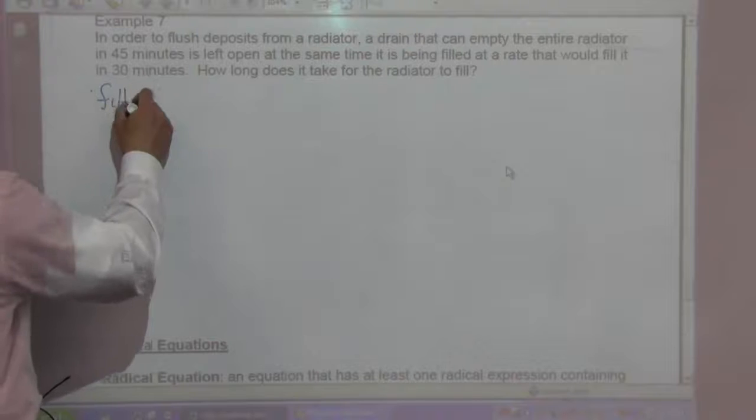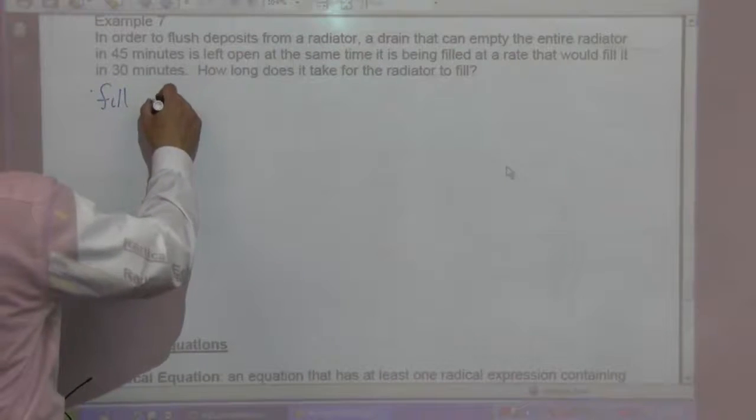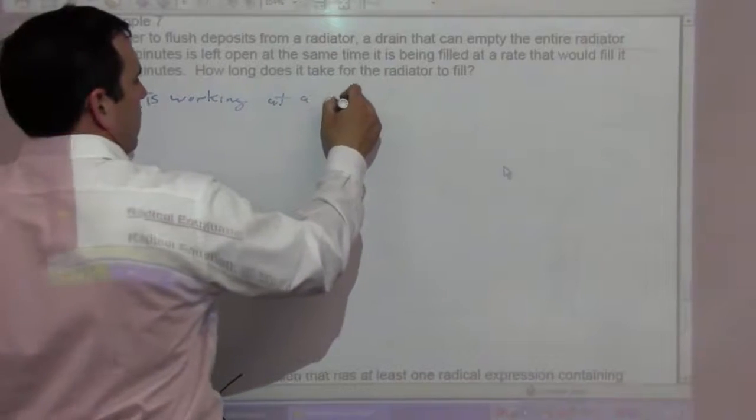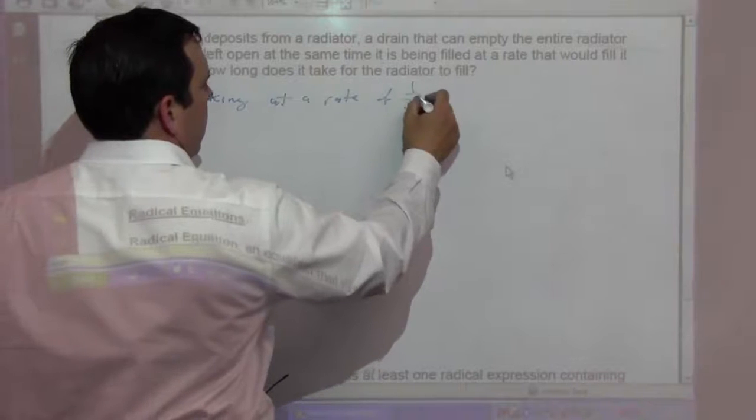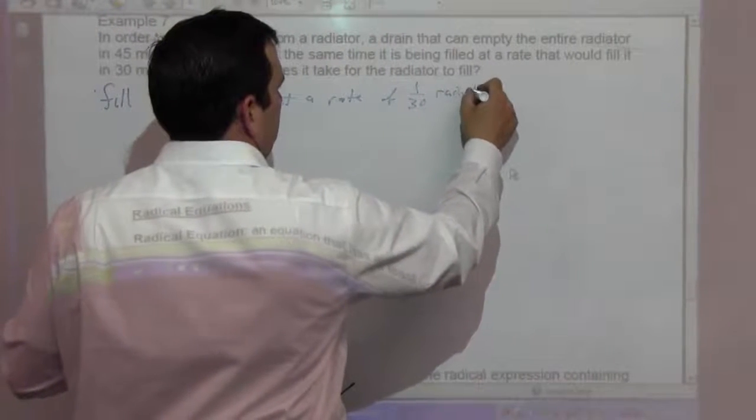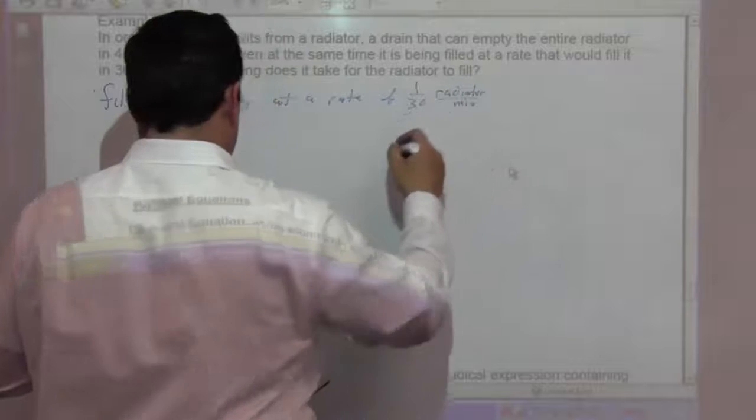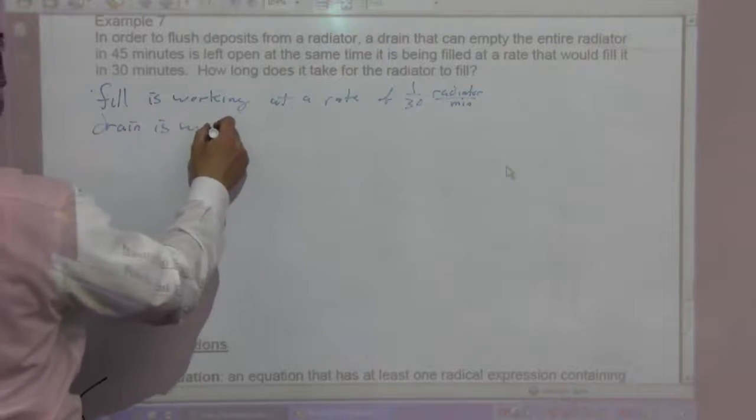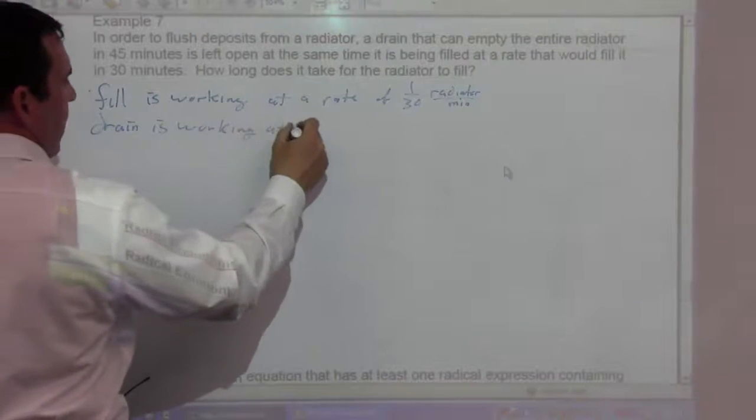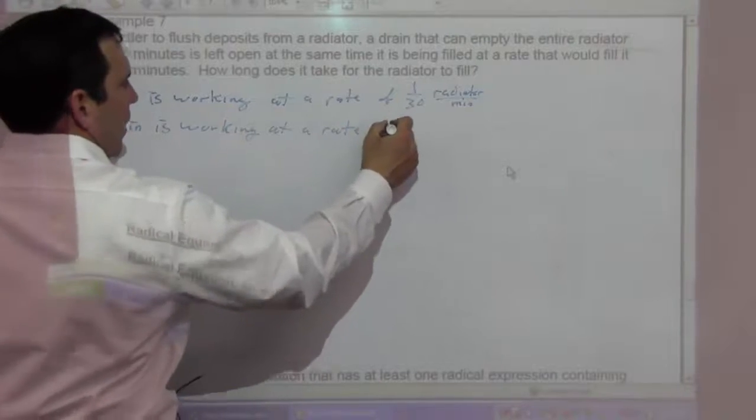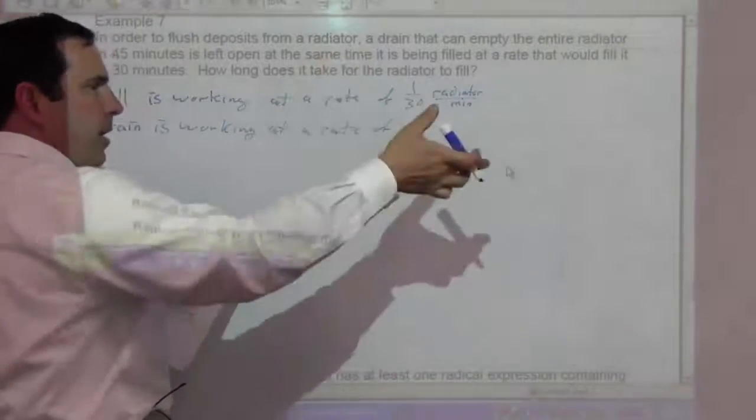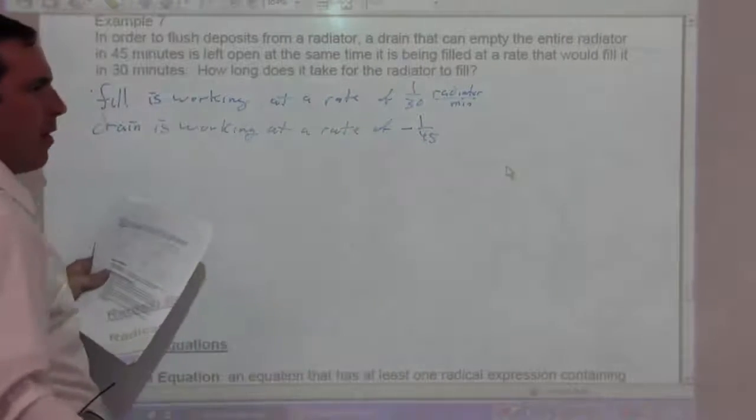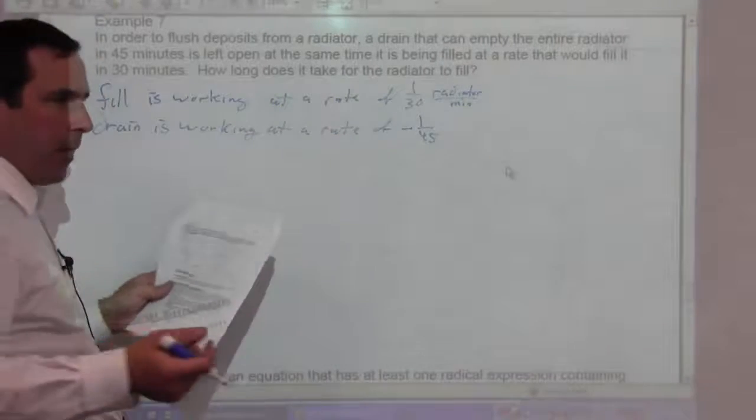So the fill part is working at a rate of 1/30th of the radiator per minute, and the drain part is working at a rate of, now it's draining, so it's not filling, it's going to fill it at a negative rate, -1/45. It'll empty the whole thing in 45 minutes. In 1 minute, it empties 1/45.